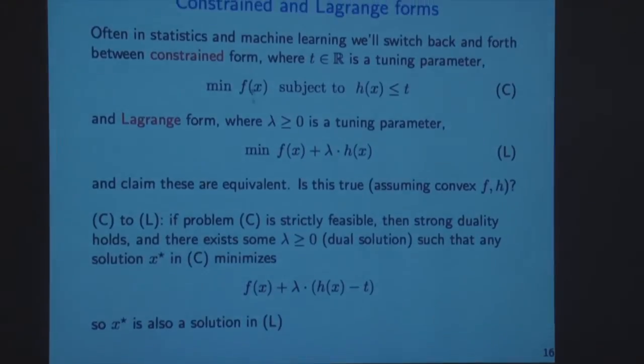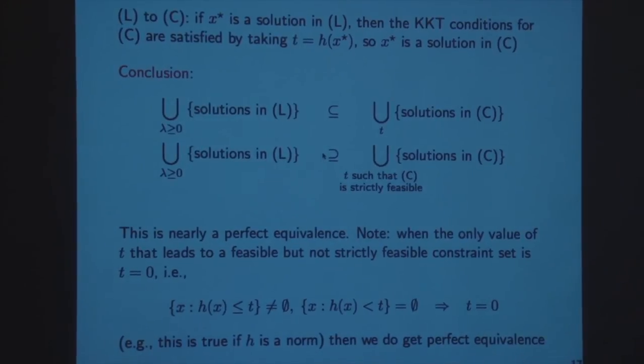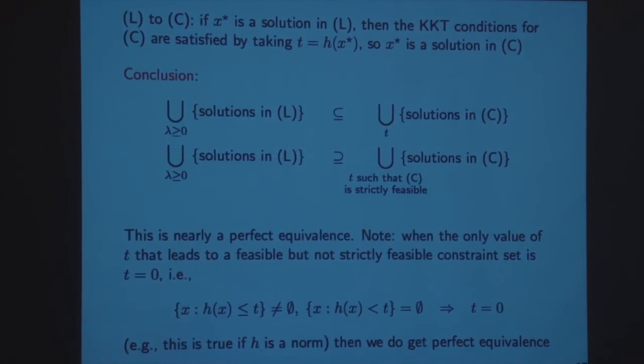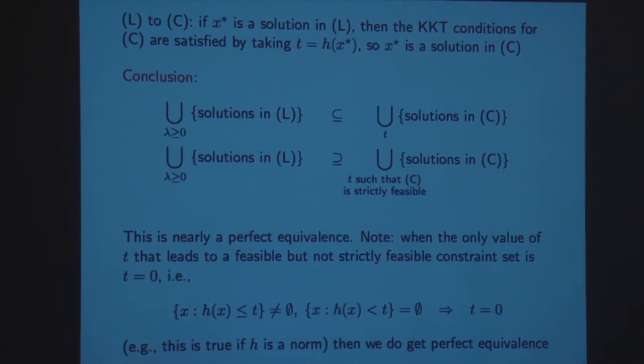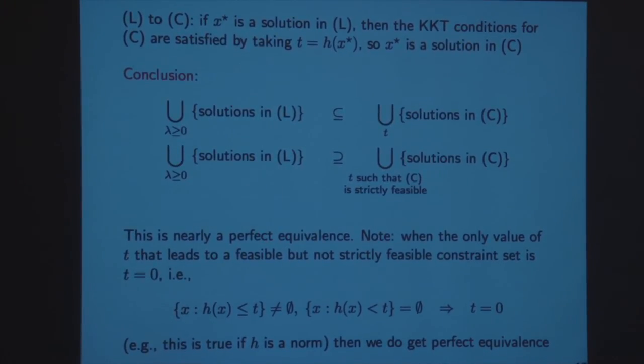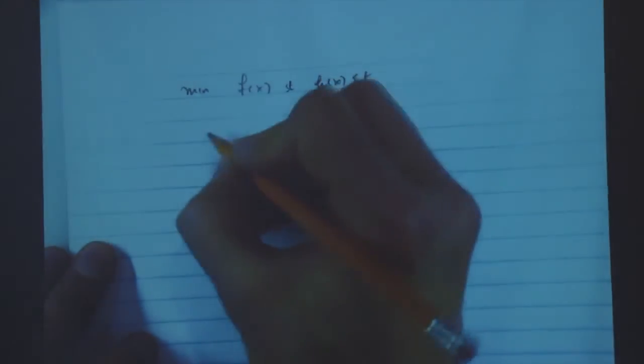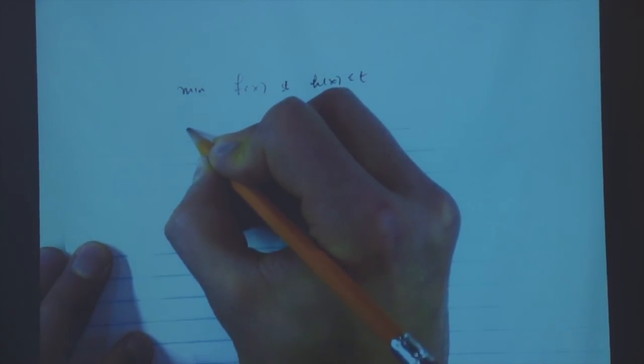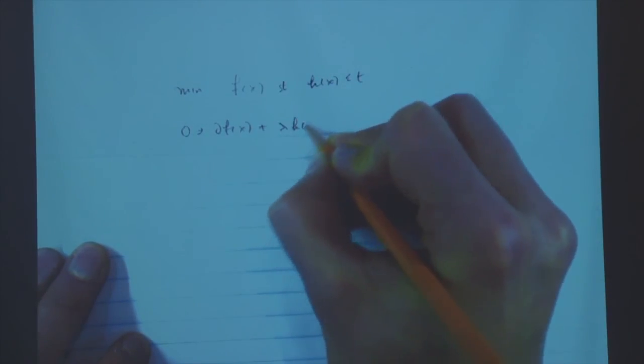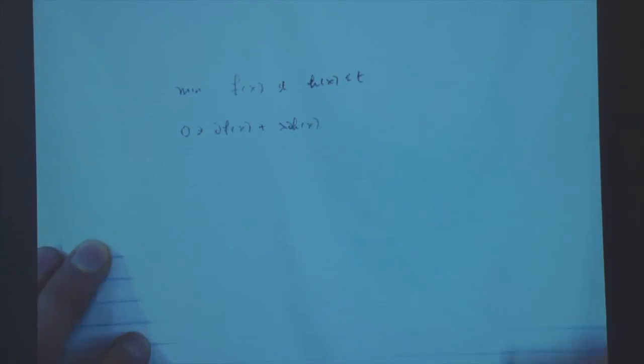Let's go the other way around. Let's go from the Lagrange problem to the constrained problem. Well, if x star is a solution in the Lagrange problem, in this one, then let's look at the KKT conditions for the constrained problem. So the constrained problem looked like this, subject to h of x is less than or equal to t. What are its KKT conditions? Its KKT conditions are that 0 is in the subgradient of f of x plus lambda times a subgradient of h of x.